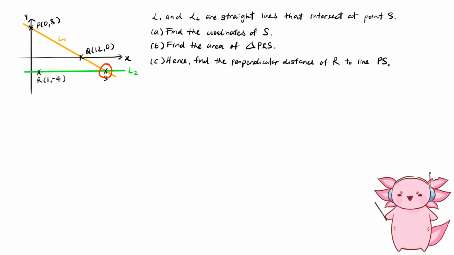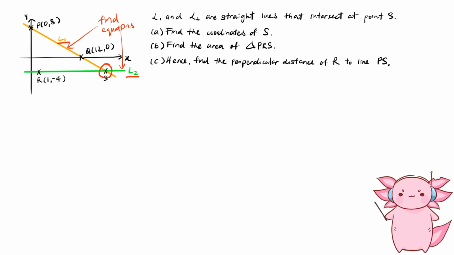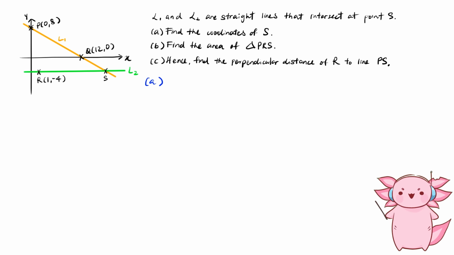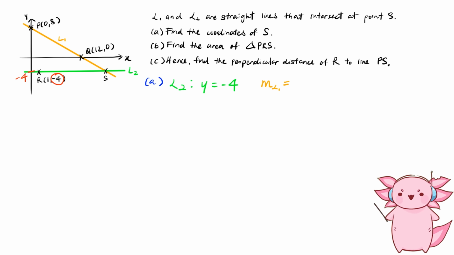Okay, let's try out this more difficult question, and they want us to find this point S over here. The trick is to find out the equations of these two lines and substitute one equation into another and solve them simultaneously. Since L2 cuts the y-axis at -4, the equation is y equals -4. We first calculate the gradient of L1 by using the gradient formula by putting these 2 points in, and we get the gradient of -2/3.